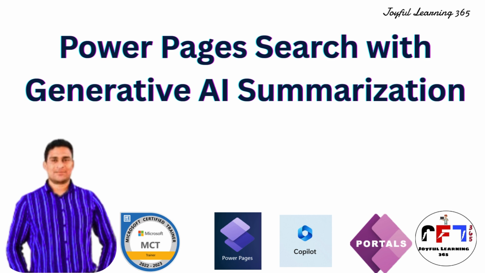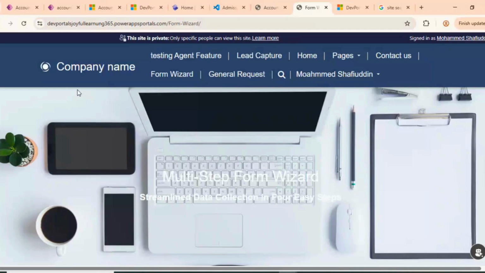So today we are trying to understand how we can enable generative AI search in Power Pages. This feature has been available for a long time in preview, but recently, on September 11th, 2025, Microsoft made it generally available. Once Microsoft announces it as generally available, we can use that feature in our production also. So finally, Microsoft has introduced this feature as generally available.